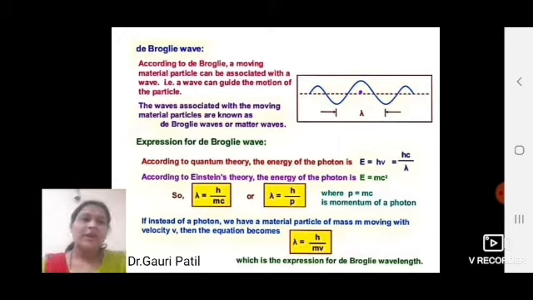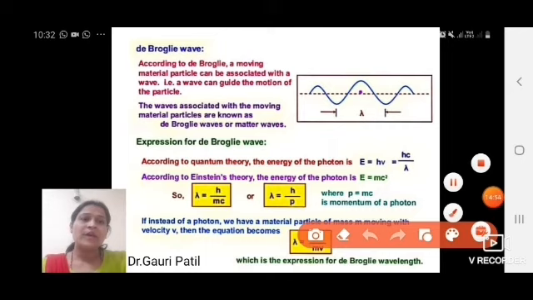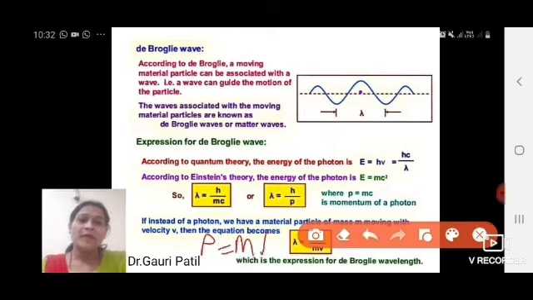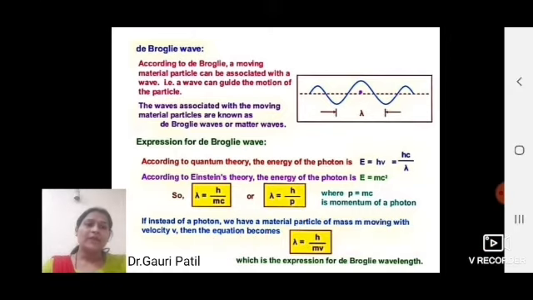Here, p is equal to mv, which is the momentum of the particle. So λ is equal to h upon mv, which is the expression for de Broglie's wavelength.